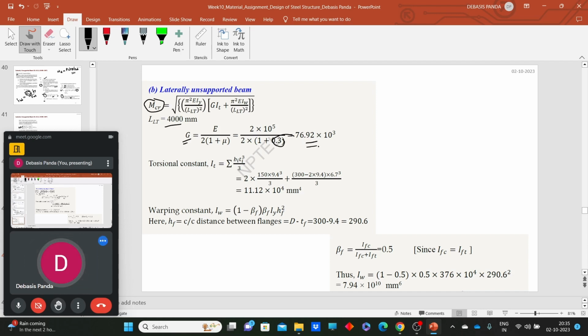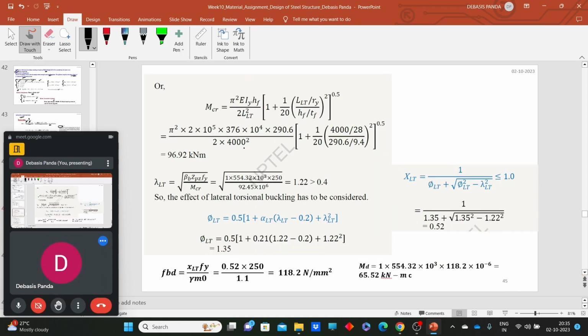So that comes as 76.92 into 10 cube. Now torsional constant It, this formula is also given in your code, summation of b t cube by 3. So 2 into this formula comes as this. Now warping constant Iw, that is also given in your code, that comes as this. So using those values, if we put them in the equation, then phi LT comes as 1.35. Now corresponding to that phi LT, we need to calculate the chi LT value. So chi LT comes as 0.52, and this is well within your limit.